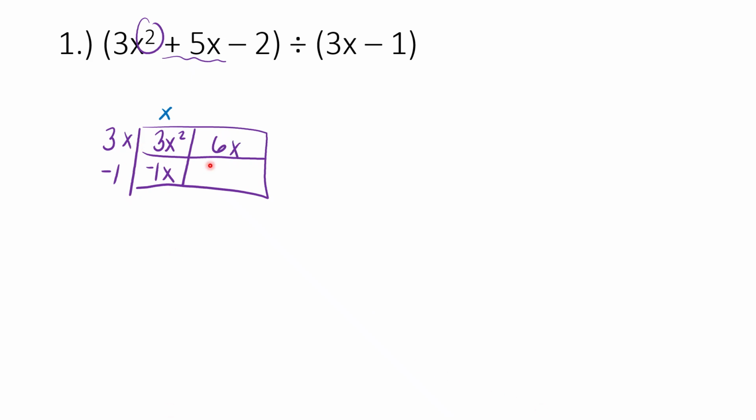And then 3x times what would give me 6x? And that would be 2. And then 2 times -1 is -2. Oh, I was not consistent with my colors. There we go. -2. And we can see that that matches what the area is. So there's no remainder. And so the answer would be x plus 2.